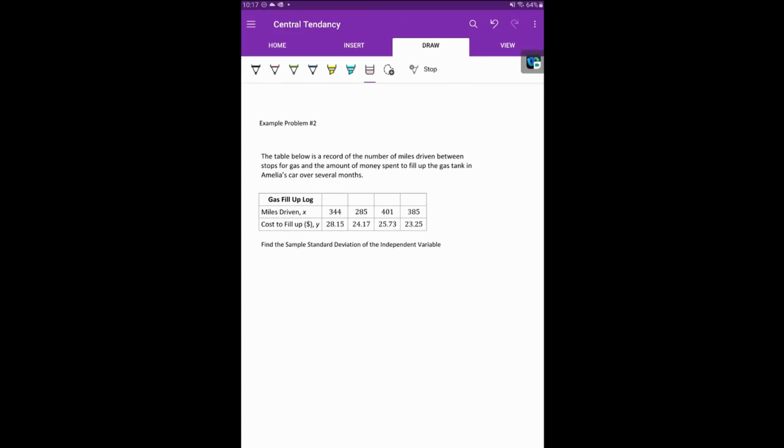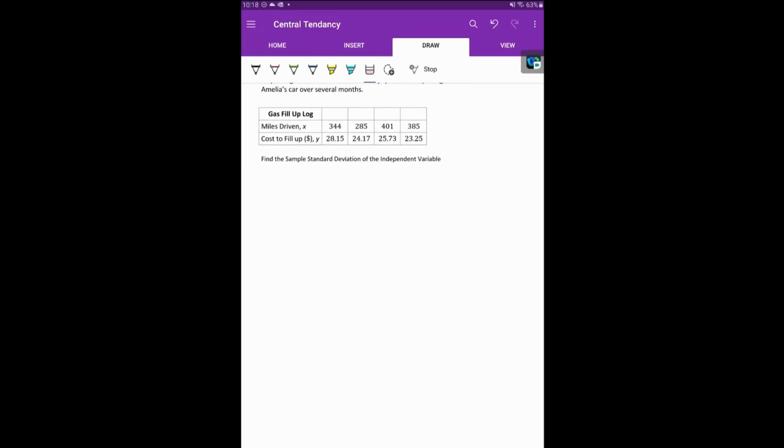So you've got to think about it: what's your independent variable? Well, the number of miles that you drive depends on how much gas you have in your car. If you have a half a tank, you can only drive so many miles. But if you have a full tank, you could drive more miles. And how much gas you have, of course, is the cost. So in this particular problem, your independent variable is the miles that Amelia drives. Now we're going to figure out all the bits and pieces of our standard deviation.